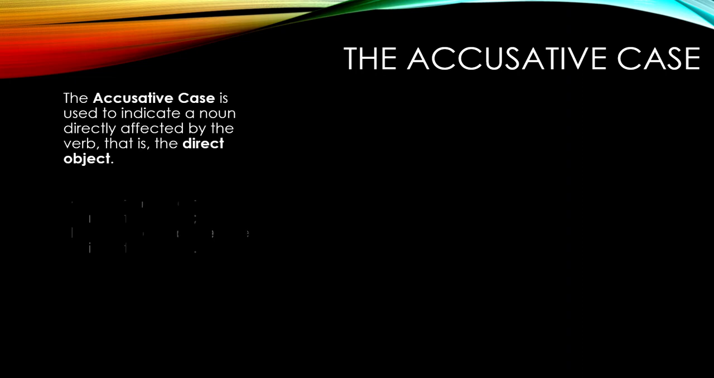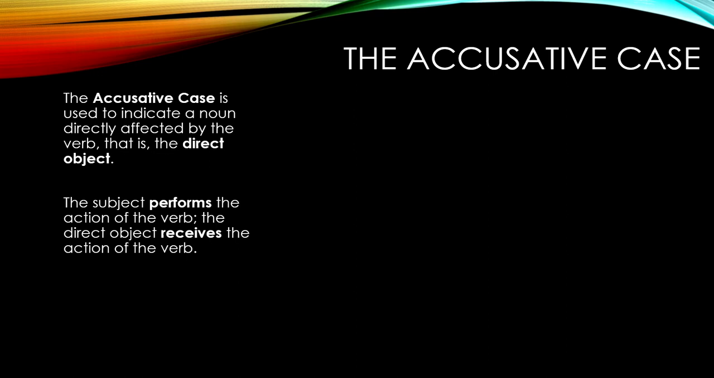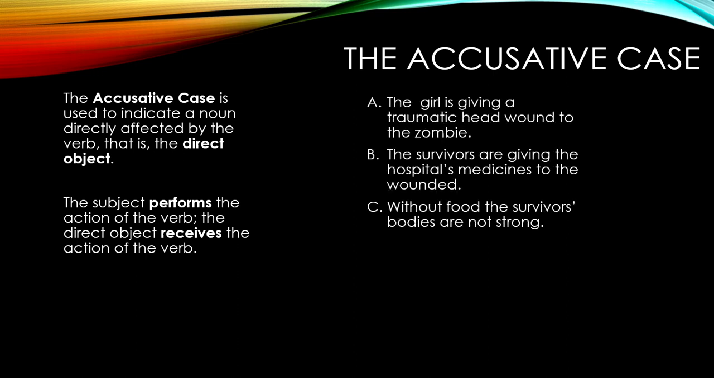The accusative case is used to indicate a noun that is directly affected by the verb. That is, the direct object. The subject performs the action of the verb, whereas the direct object receives the action of the verb. Only 2 of our sample sentences have direct objects. Which sentences are these? If you answered A and B, you are correct. In A, traumatic head wound is receiving the action of the verb and would be accusative singular. In B, medicines are receiving the action of the verb and would be in the accusative plural case.